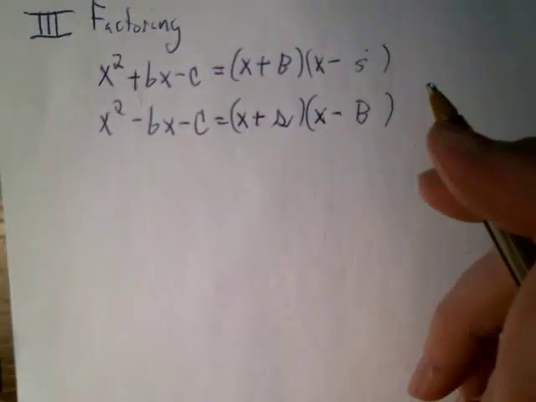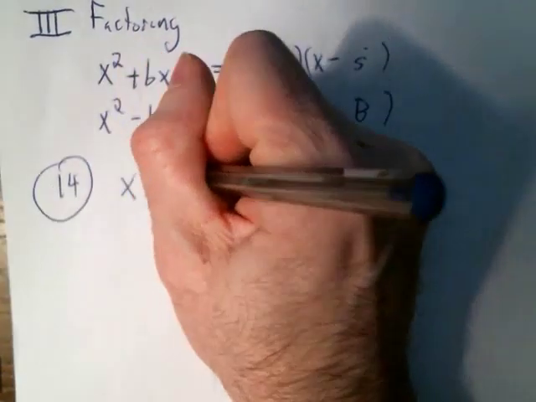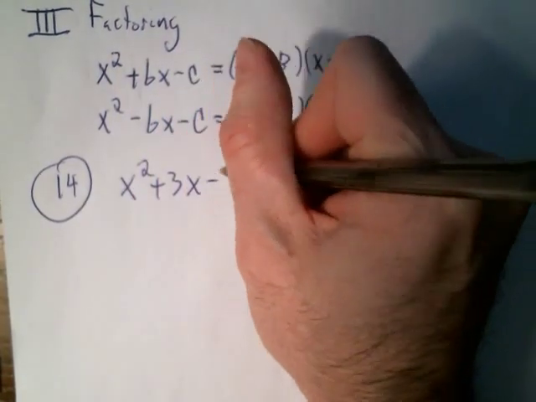Okay, so let's dive in here and look at a couple of these. There's 14, x squared plus 3x minus 28.